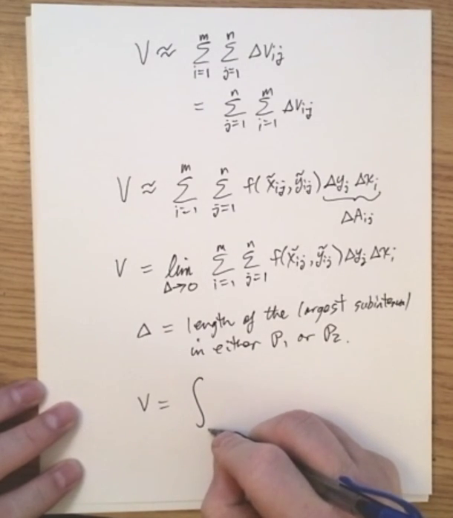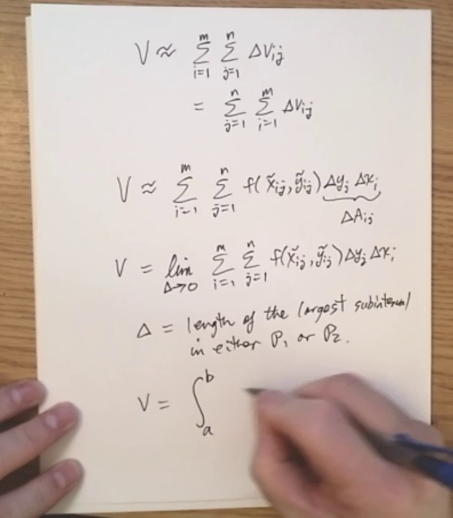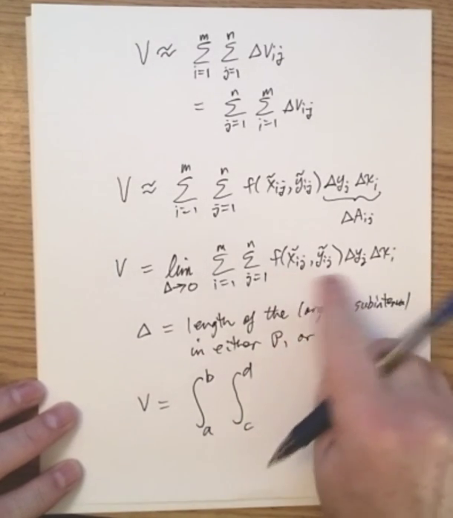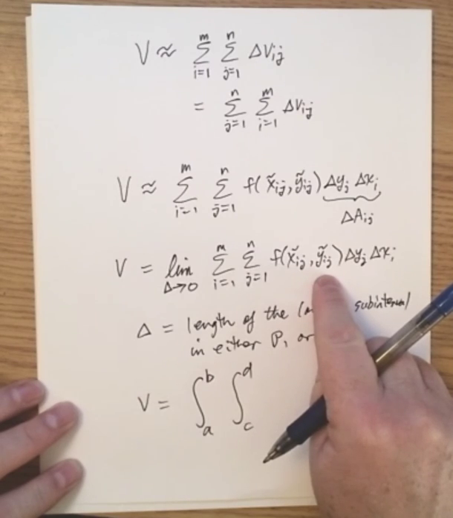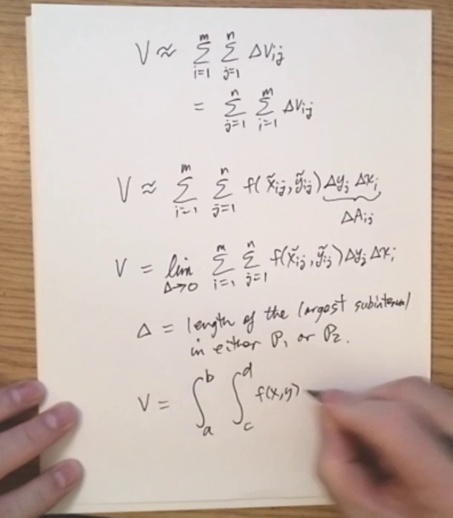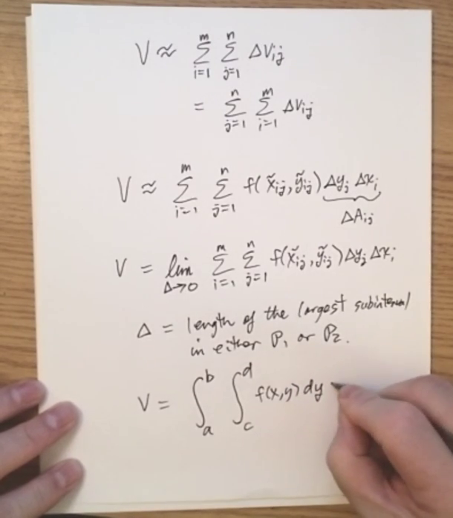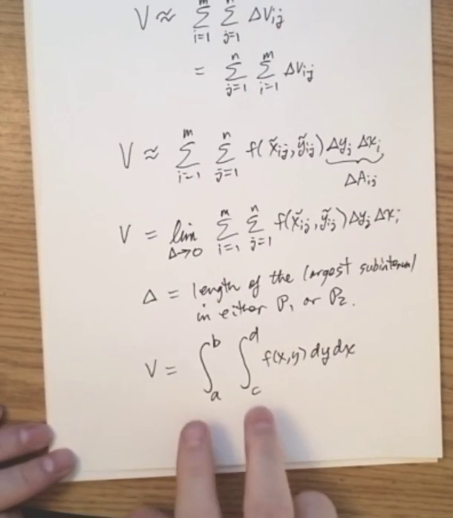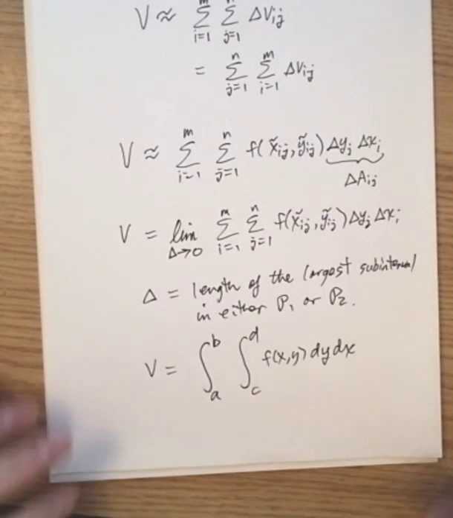x is going from a to b, y is going from c to d. Notice I'm integrating in the y direction first, the way I've written it here, f of x, y, dy dx. This is literally what that means. Now I could change the order of integration here. We'll see more of this as time goes on.